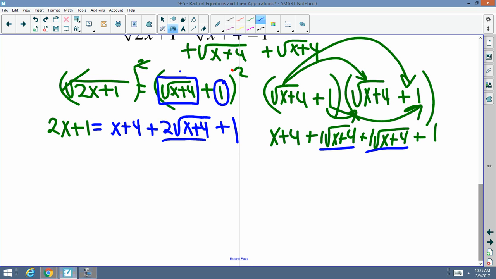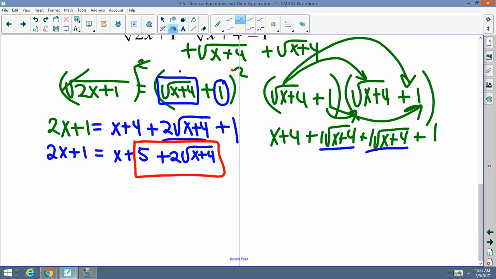Now from here, guys, we're still far from done. I'm sorry, that's the way it goes. But let's clean up as much as we can. We have 2x plus 1 equals x plus 5 plus 2 square root of x plus 4. Moro, why don't you add these two together? They're not like terms. You cannot. Okay, now I want to get this radical alone, right? Because we're back to a radical equation now. Yes, sir, my brother.